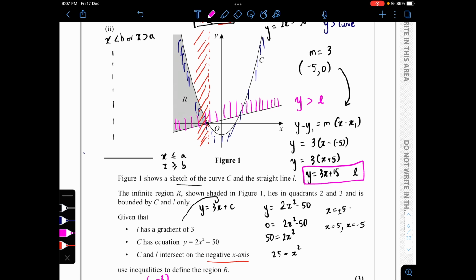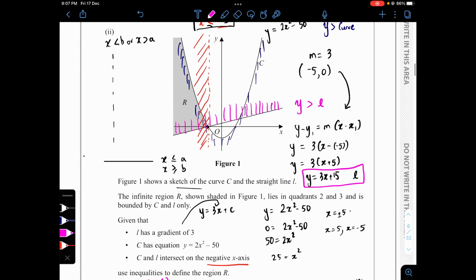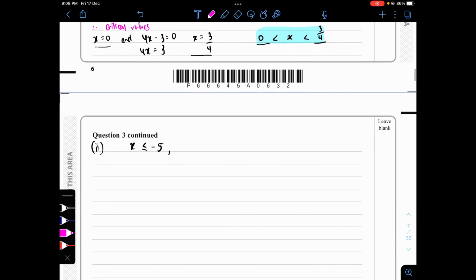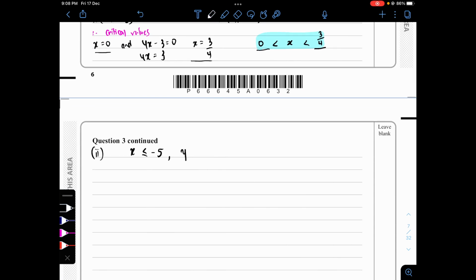So now we know that this is greater than or equal to L. Our second inequality is y is greater than or equal to L, which we said is 3x plus 15.